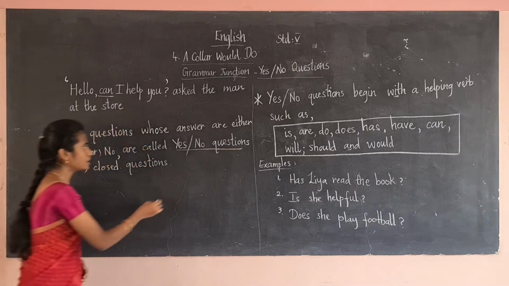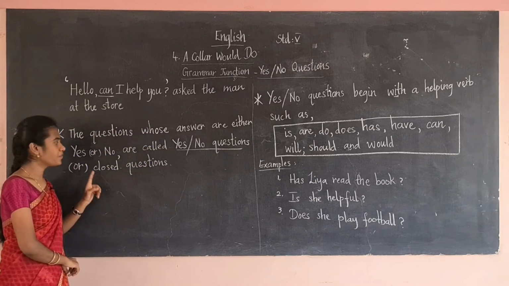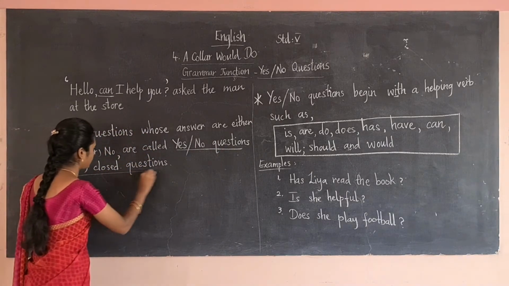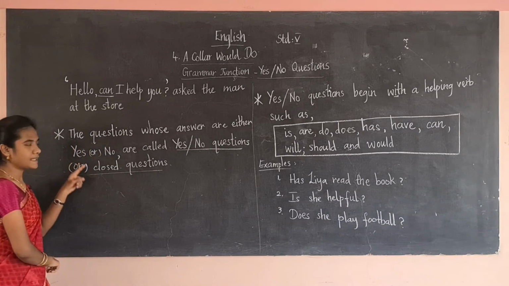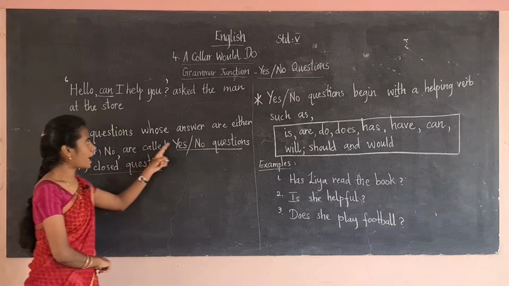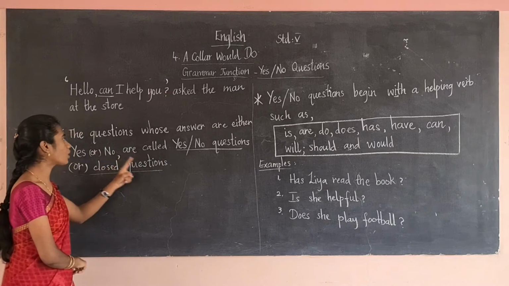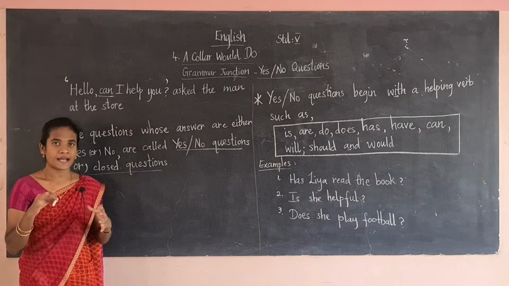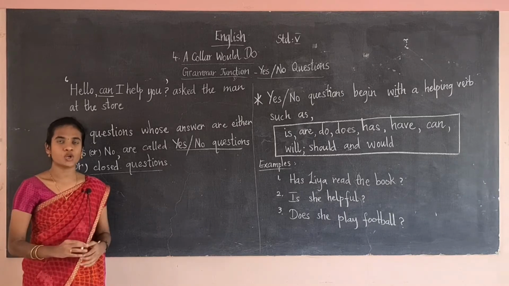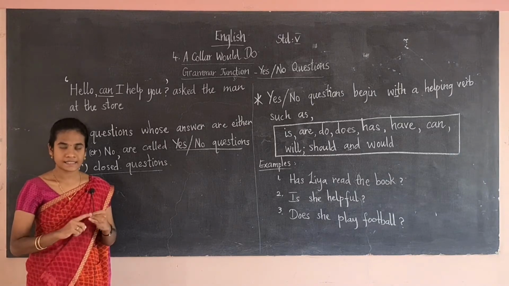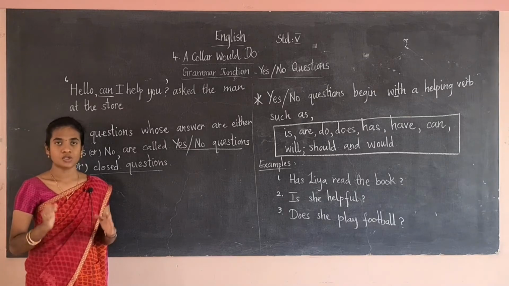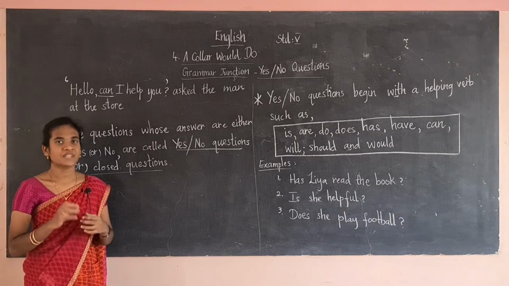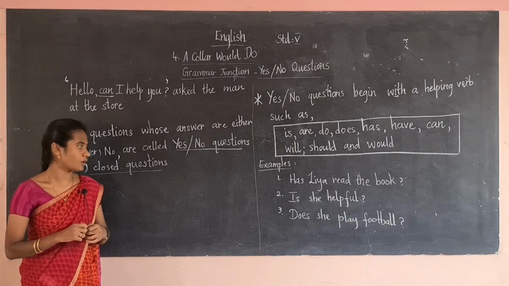What's the other name of yes or no questions? It's closed questions. What are yes or no questions? The questions whose answers are either yes or no are called yes or no questions or closed questions. If you are asking such a question, the only possible answer is yes or no. Such questions are known as yes or no questions or closed questions.